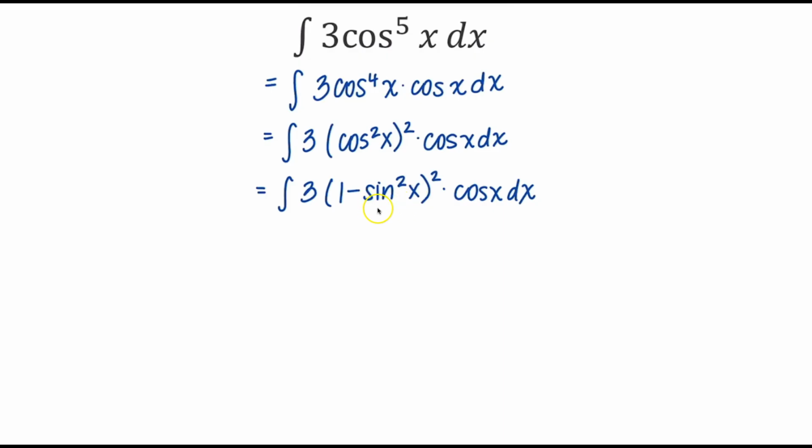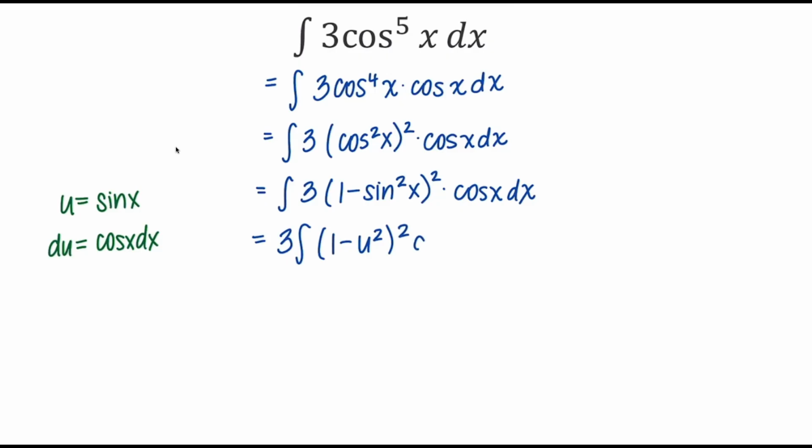I'm going to let u be just sine x, and then the derivative is right there. That's what we saved on the outside, cosine x dx. So let's let u be sine x, then du is cosine x dx. I'm going to factor out the constant multiple 3. I have the integral of 1 minus u squared, squared, du.